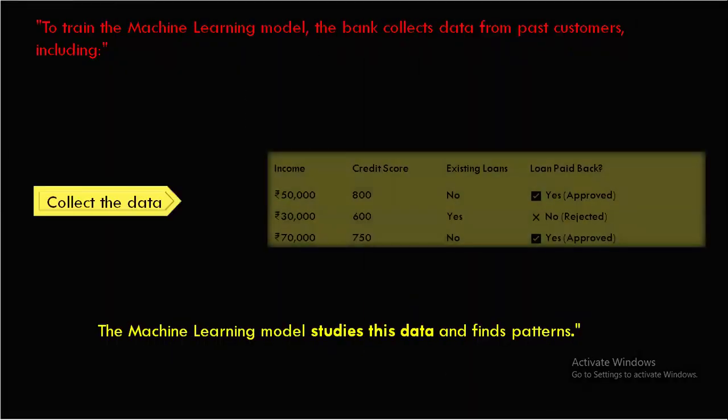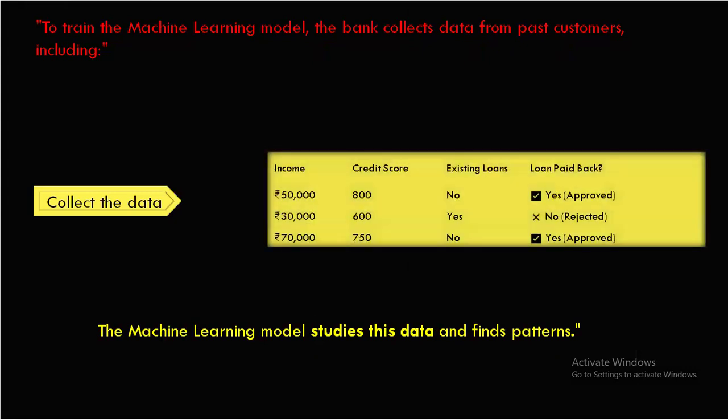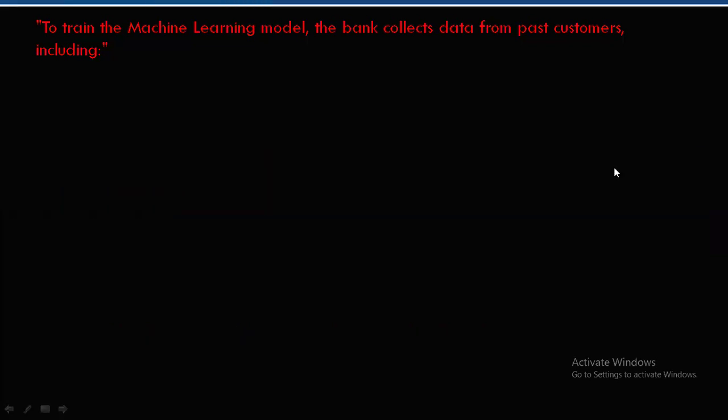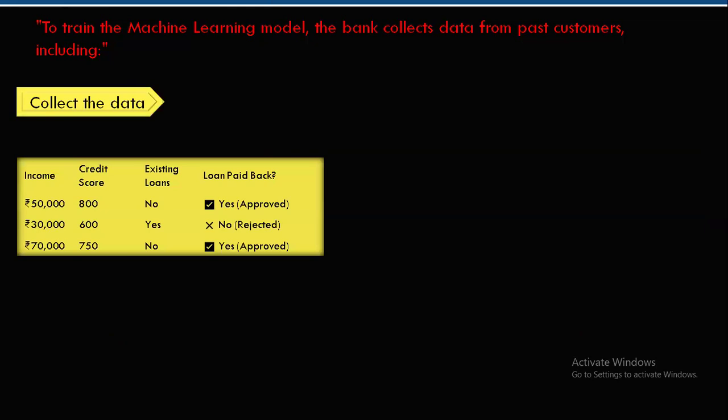to enable their machine learning model to make automated predictions is take the past data, such as the customers previously given loans. They took their past data like income, credit score, existing loans, loan paid back, all this data. They collect the data. The first step is to collect the data, and then they need to take this collected data and train the machine learning model. What you see in the middle is your machine learning model.